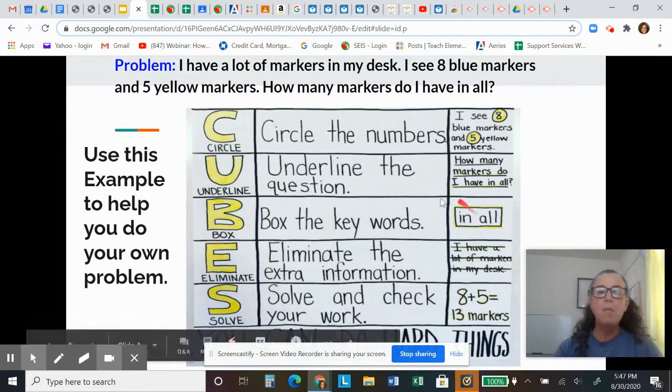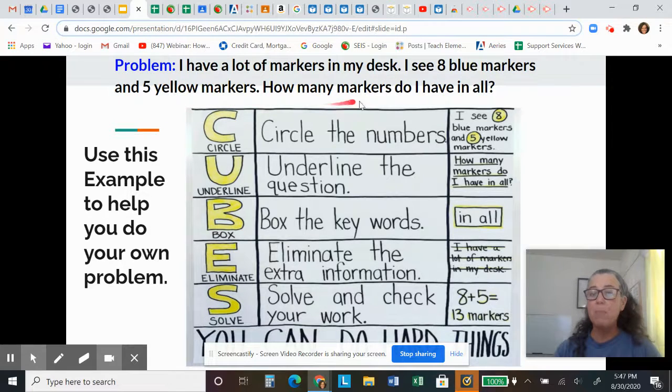So the problem is up here. I have a lot of markers in my desk. I see 8 blue markers and 5 yellow markers. How many markers do I have in all? Okay, here's our problem. We're going to start out with the C, which we know means circle the numbers, so we write it in. And then we do that.